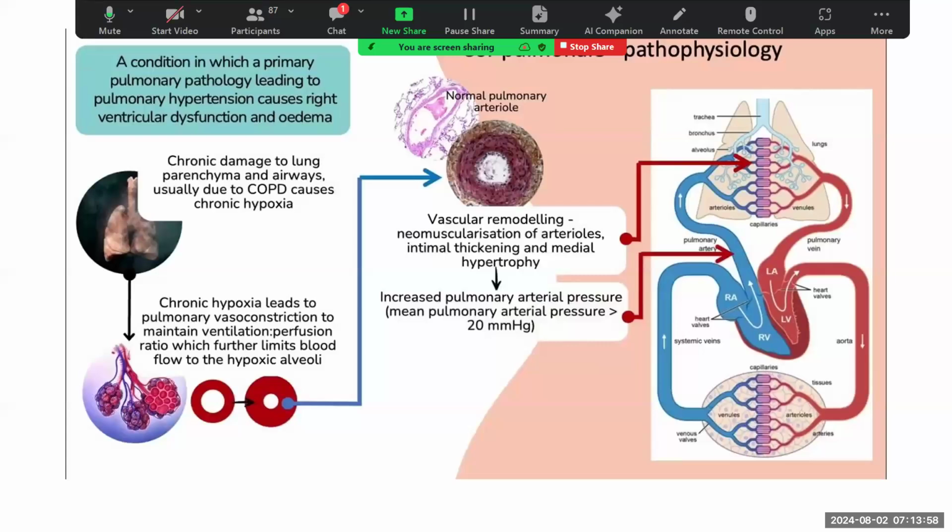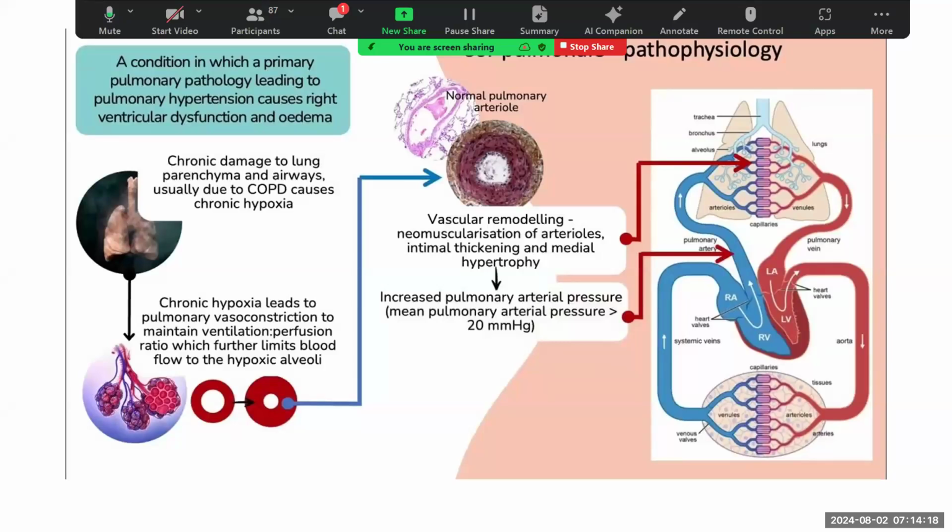But in COPD, because of the chronic hypoxia, that vascular remodeling eventually leads to a rise in the pressure in the pulmonary vessels that can go as high as 20, and then leading to pulmonary hypertension.